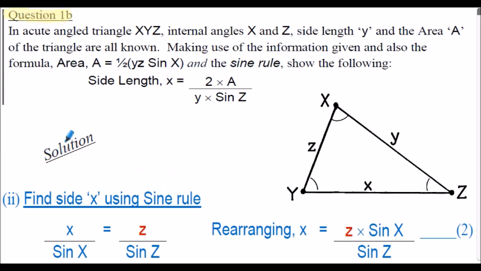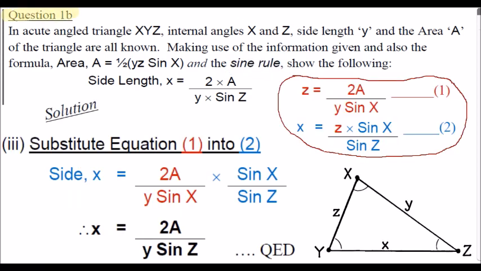Question 1b, solution continued. Step 2, we're now going to find side length x using the sine rule as stated in the question. So from the sine rule, side length x, shown here, divided by the sine of angle x, shown here, is equal to side length z, shown here, divided by the sine of angle z, shown here. Multiplying both sides by the sine of angle x, then length x is side length z multiplied by the sine of x divided by the sine of z. That's been labelled as equation 2.